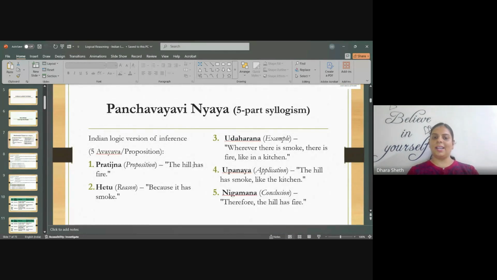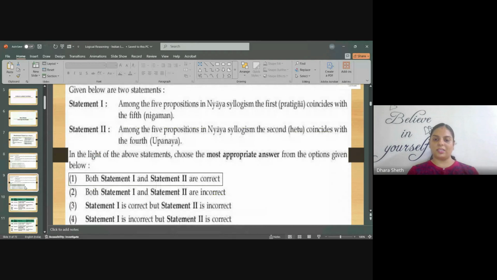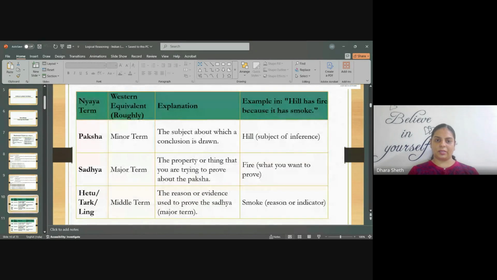See, if you see here, the hill has fire, the hill has fire. Because it has smoke, the hill has smoke. Udaharan or example is different. So you propose something, you give a reason for it, then you use an example to prove it, and then you say again that because of this reason, we have reached the conclusion. So pratigna and nigaman coincide, hetu and upnay coincide. Memorize it. Okay? Clear with this? Next.